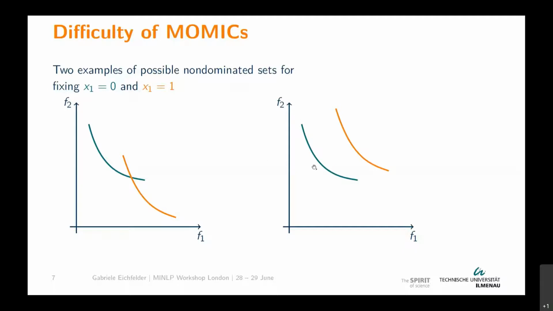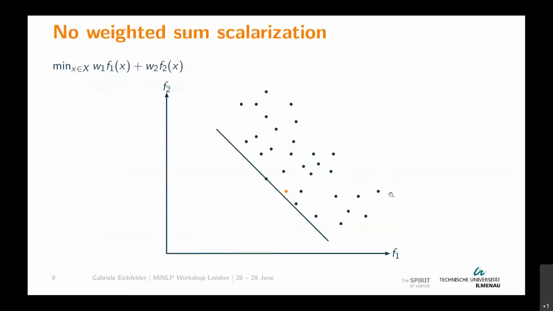On the right-hand side, it's in fact only the integer assignment x1 equal to 0, which contributes to the overall non-dominated set because it dominates the orange curve. But here we have had a waste of effort because we had to calculate all points here on the orange line which are not used for the overall non-dominated solution set. So this makes it more complicated.